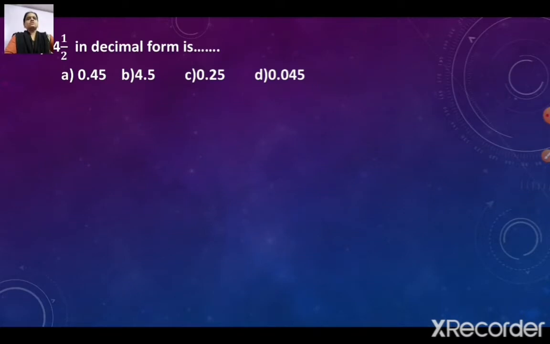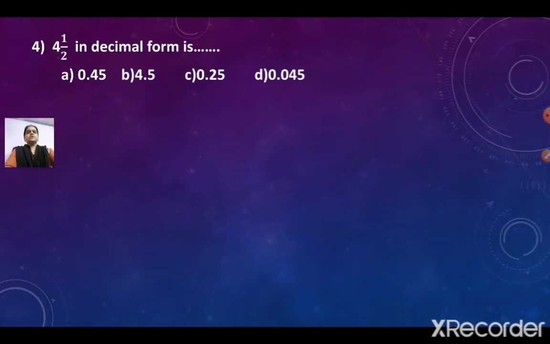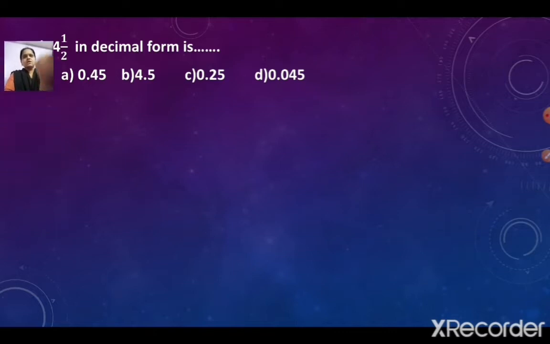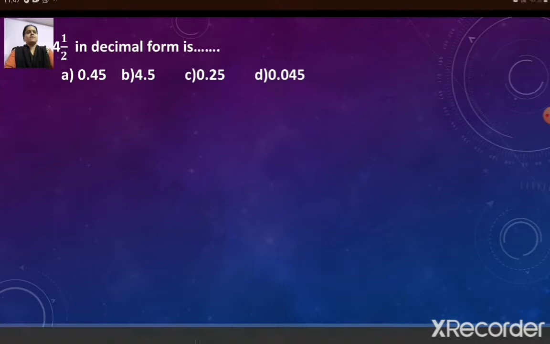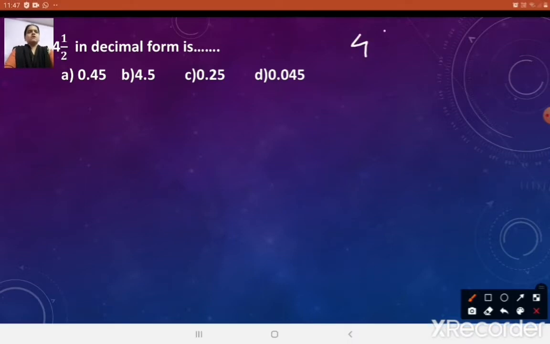The fourth one: 4 whole 1 by 2 in decimal form is what? It is very simple. If you think logically, any student can give the answer orally also, or with the calculation. First I will explain with the calculation, and then I will give you the hint on how you can find it orally. Now 4 whole 1 by 2. Can we convert it into an improper fraction? Yes, 4 2s are 8 plus 1 is 9 by 2.